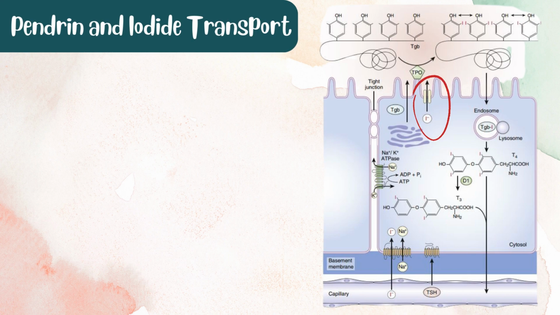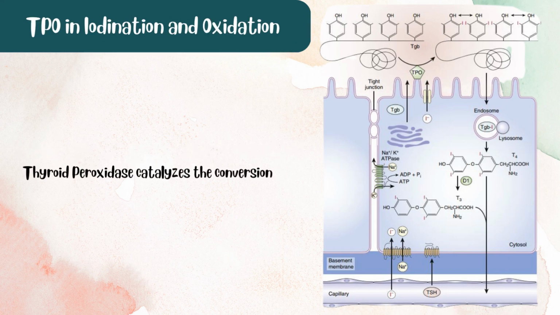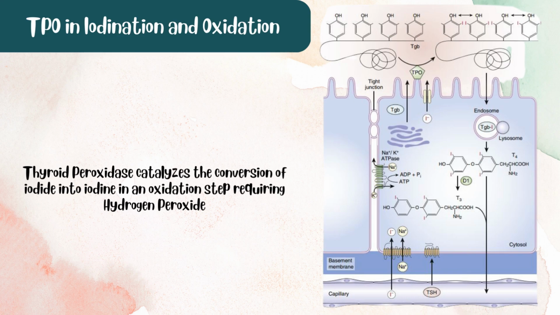Iodide is transported to the apical membrane of the thyroid follicular cell by an apical channel protein called pendrin. At the apical membrane, thyroid peroxidase enzyme catalyzes the oxidation of iodide into iodine. This oxidation step requires hydrogen peroxide.